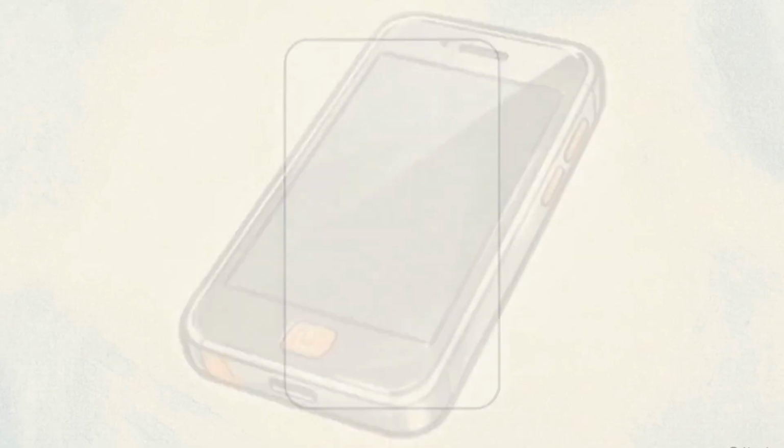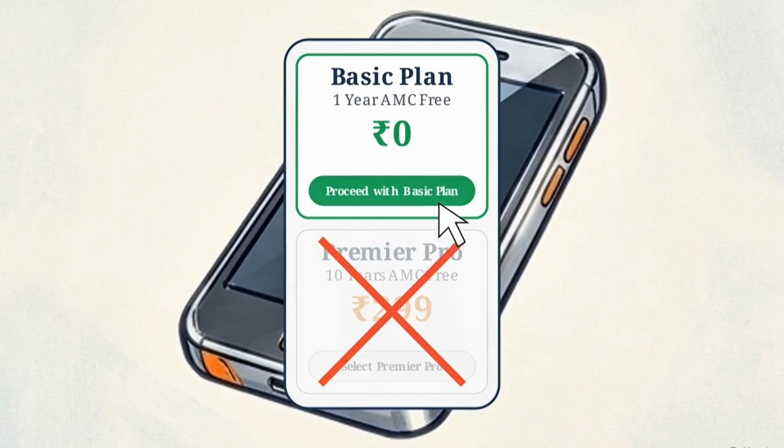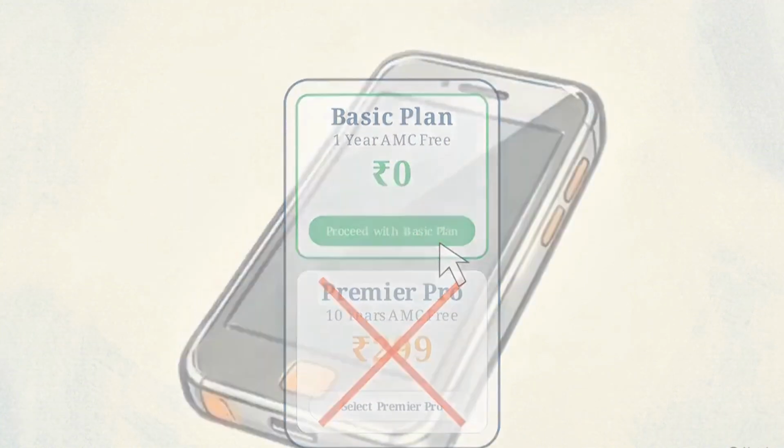Pay close attention to this next screen. You will see 2 account options. Ignore the Premier Pro tier and tap Proceed with Basic Plan. Accidentally selecting Premier Pro charges an upfront fee of 299 rupees. The basic plan is completely free.